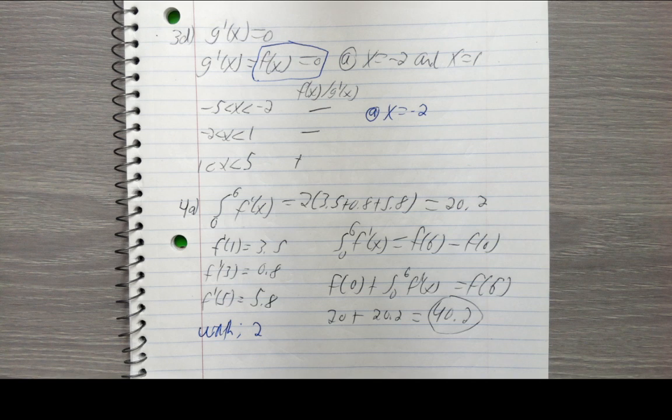Let me see. Can you walk me through 5b? Yeah, I'll walk you through 5b. Let me keep going with C, and then we'll go back to that.